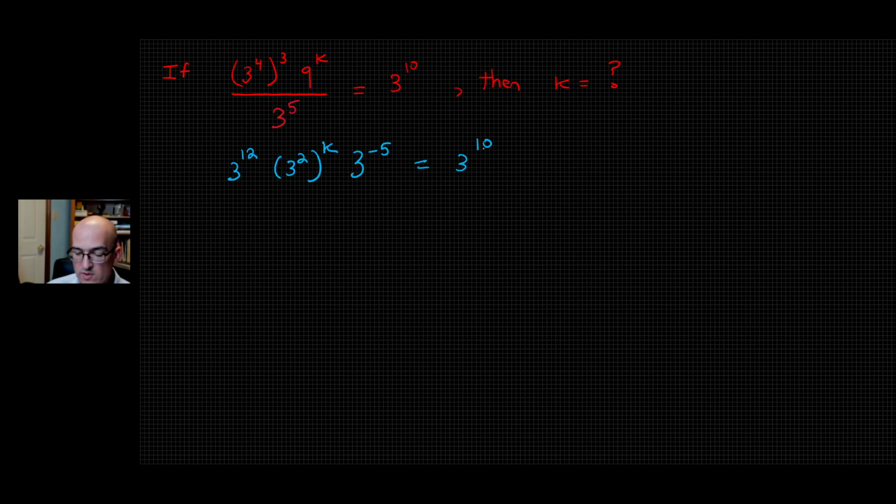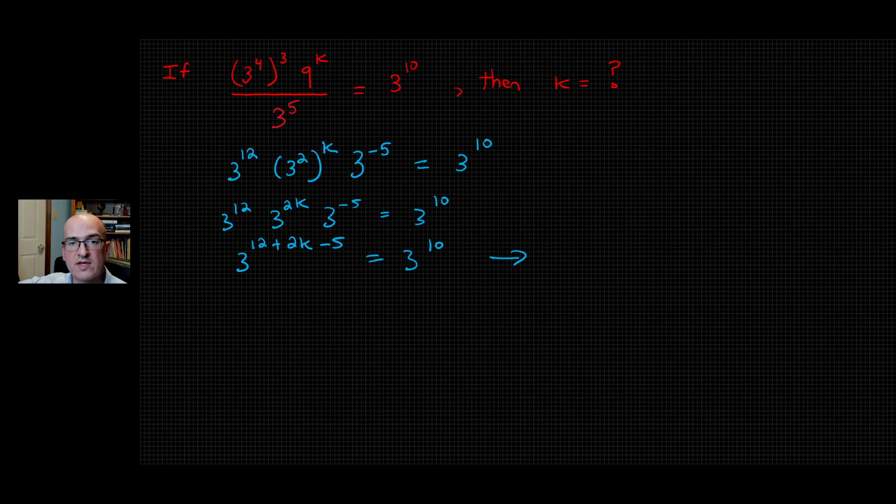So I'll use a bunch of exponent laws on the left-hand side. Next, I'm going to simplify a little bit before doing the next step. 3 to the 2k, multiply the powers together. Okay, and now we have a bunch of terms all with the same base multiplied together. The powers are all going to add. So 3 to the 12 plus 2k minus 5 is equal to 3 to the 10. And that means all the same base to a different power, it means the powers are equal. So 12 plus 2k minus 5 equals 10.